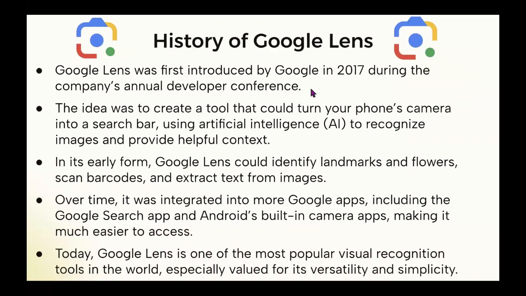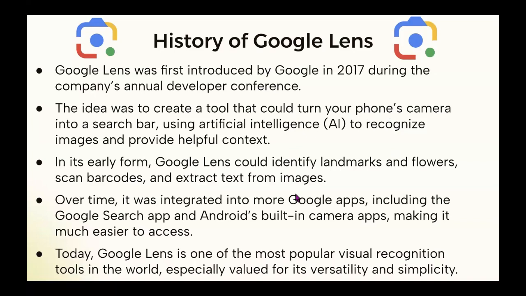And there's a little bit of history to Google Lens that we'll be talking about now. So it was first introduced in 2017 during the company's annual developer conference. And the idea was to create a tool that could turn your phone's camera into a search bar using artificial intelligence to recognize images and provide any helpful context. In its early form, Google Lens had the ability to identify landmarks and flowers, as well as scan barcodes and extract text directly from images.